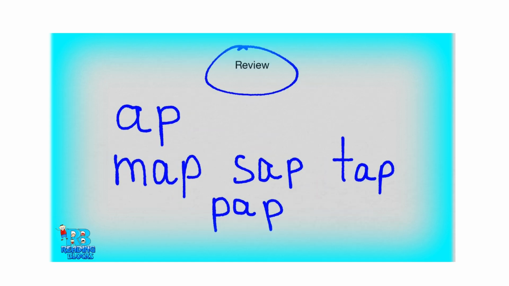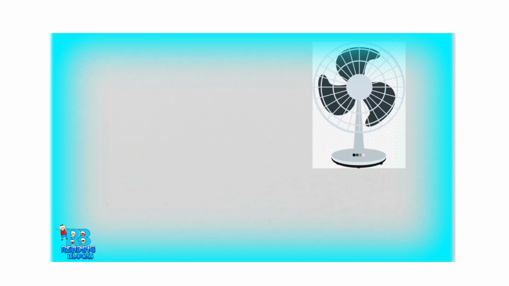Very good. Now how about our app word family? App. Let's add a sound to the beginning of app. We'll change the sound and make some new words. So first of all, we have app, map, sap, sap, tap, and app, pap. So with app, we have map, sap, tap, and pap. Very good. Good job. Now let's go to our first sound that we're going to learn in Block 2, our first new sound.